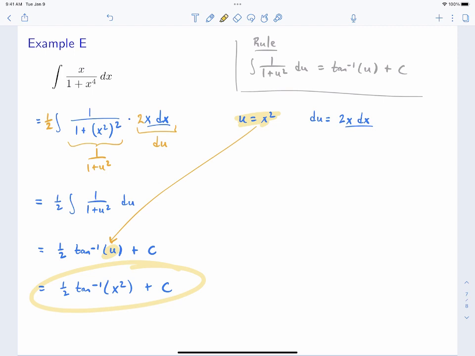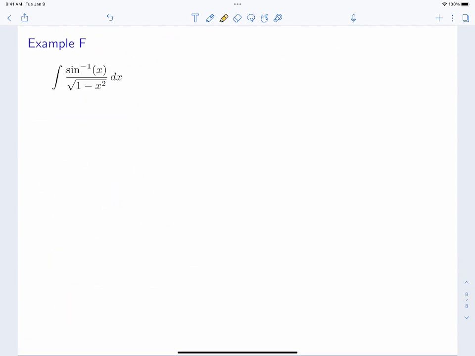All right, let's do one more example. So here we have a complicated looking integral, the integral of inverse sine of x divided by the square root of 1 minus x squared dx. So this might look a little bit different, and it is different, because now the inverse sine isn't part of our antiderivative exactly, it's part of our integrand, it's inside the integral.